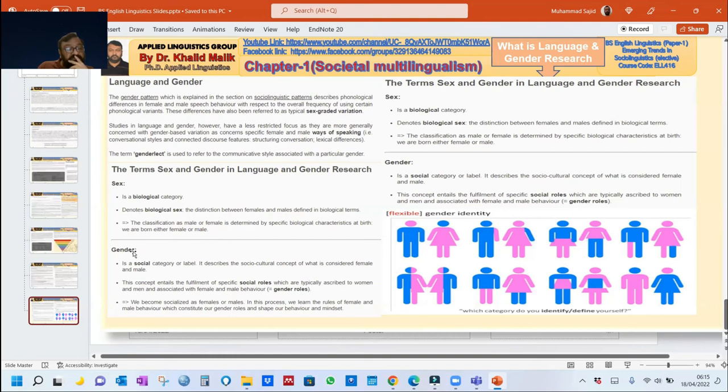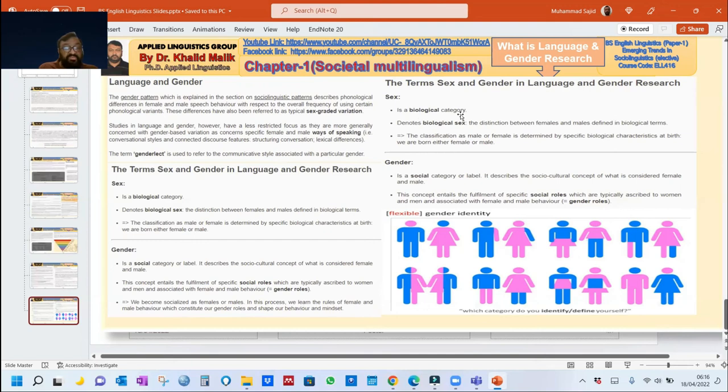So what is gender? In a society, it is a social category or label. It describes the sociocultural concept of what is considered female and male. This concept entails the fulfillment of specific social roles which are typically ascribed to women and men and associated with female and male behavior, gender roles. We become socialized as females or males. In this process, we learn the rules of female and male behavior, which constitute our gender roles and shape our behavior and mindset.